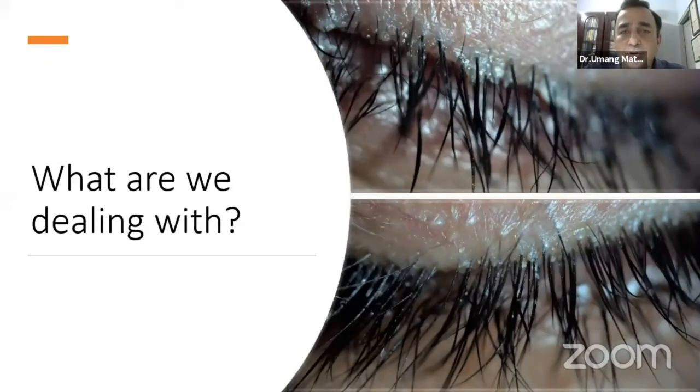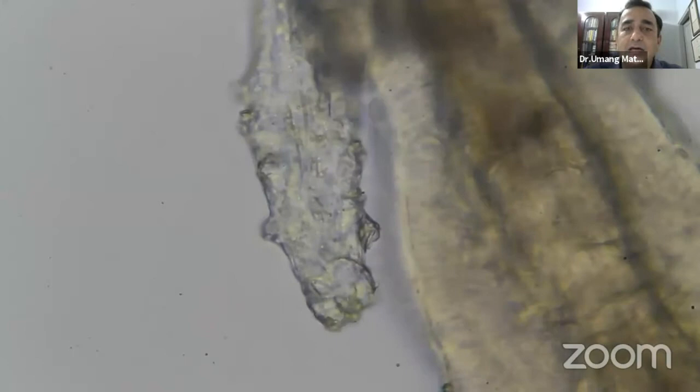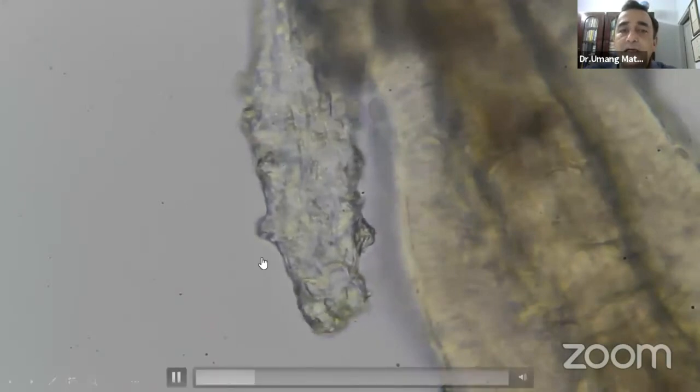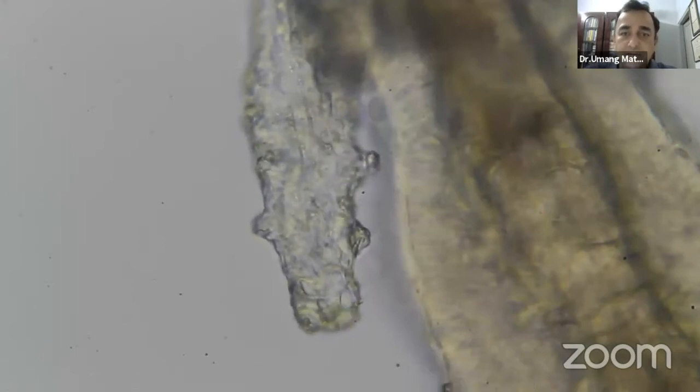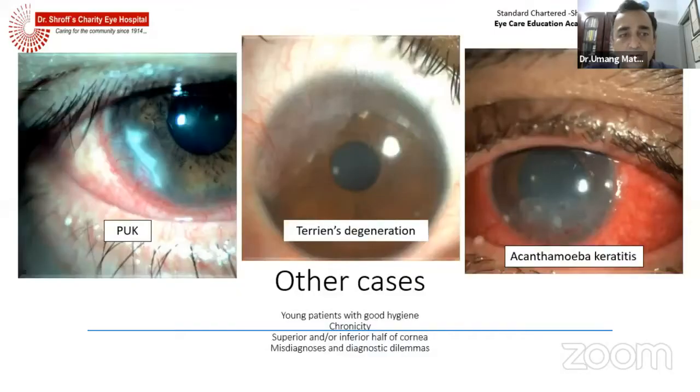Till we learned what it was. It was basically, we pulled out a few lashes and we see this mite under the microscope. And since then, we've been diagnosing several patients with Demodex, and it's quite common to see.